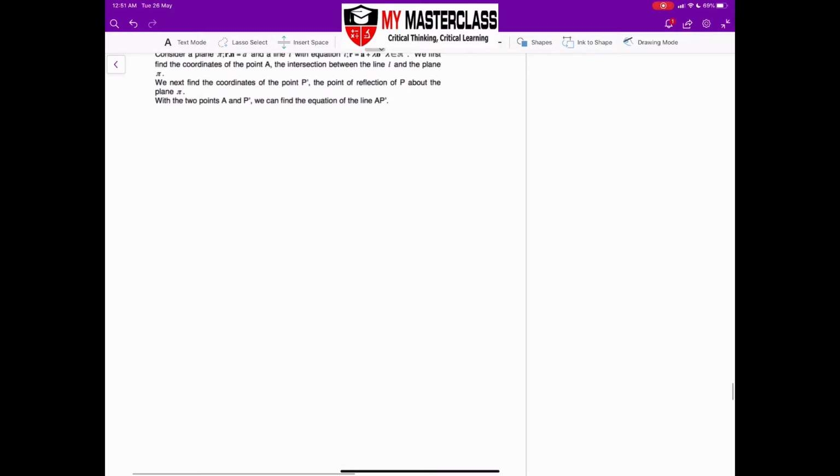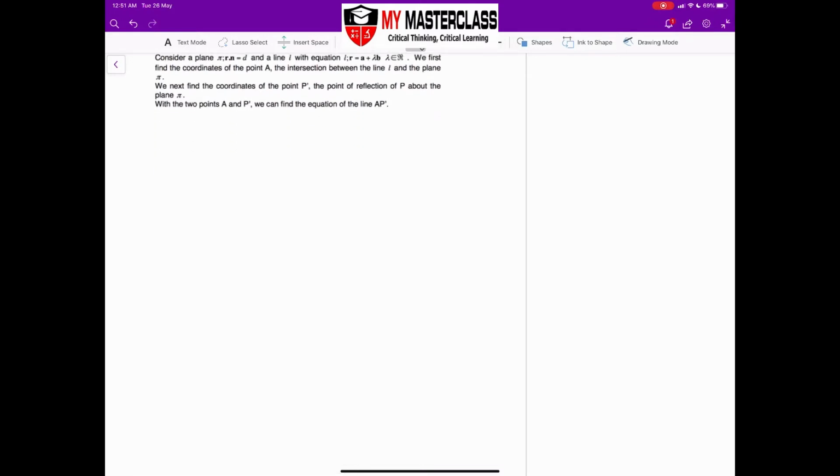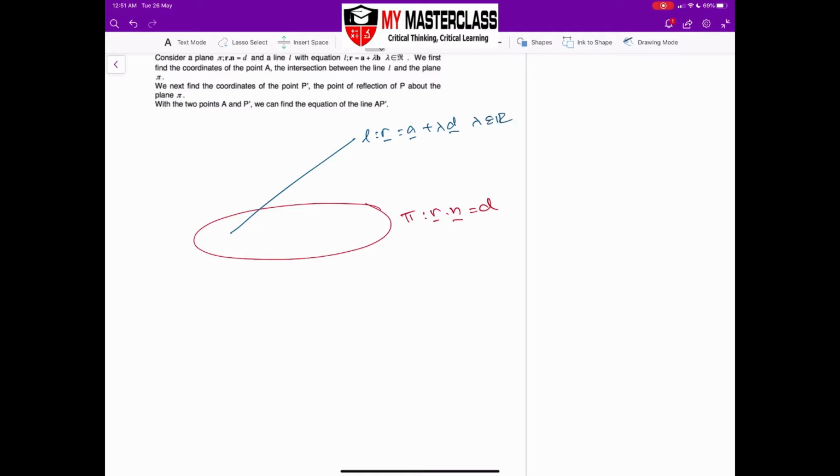So I'm going to draw it here. Let's say I have a plane here. Let's say this is my plane equation: plane r dot n equals d, being the constant. I have a line equation here: L, r equals a plus lambda d. Lambda is your number. Let's not use d then in that case. Let's use alpha, alpha being the constant.